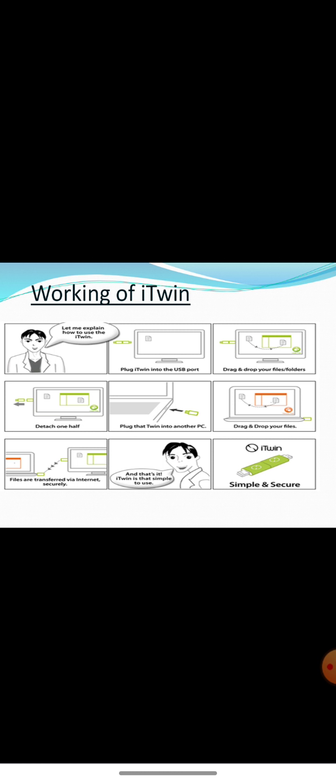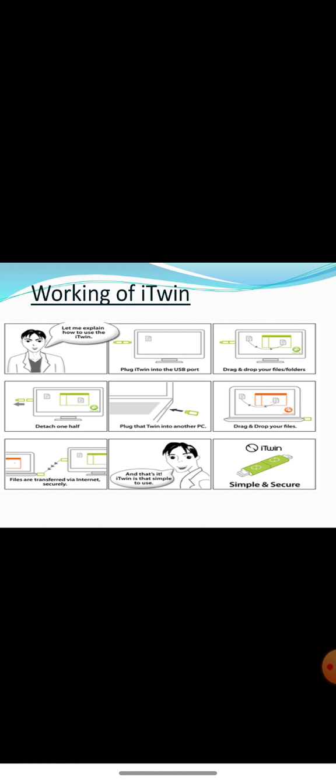Plug in the other half of the iTwin to the computer on which you want to view, edit or remove the files. Even if you remotely edit or remove files on the second computer, files on the first computer will not be lost. This is another advantage of iTwin.